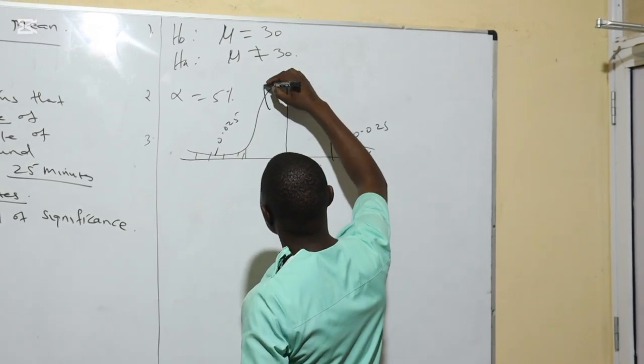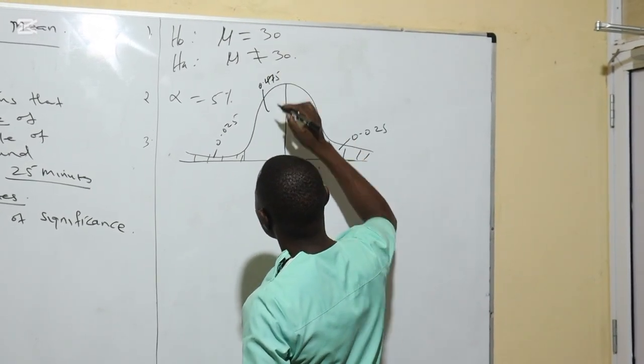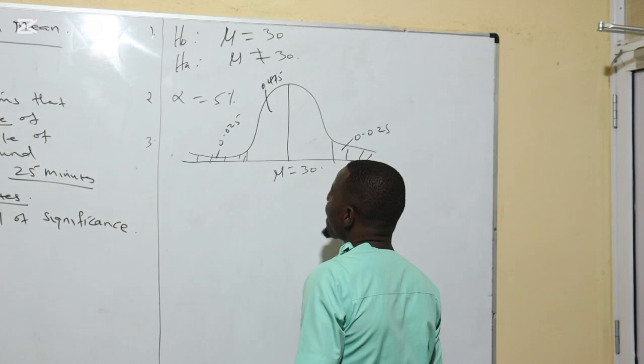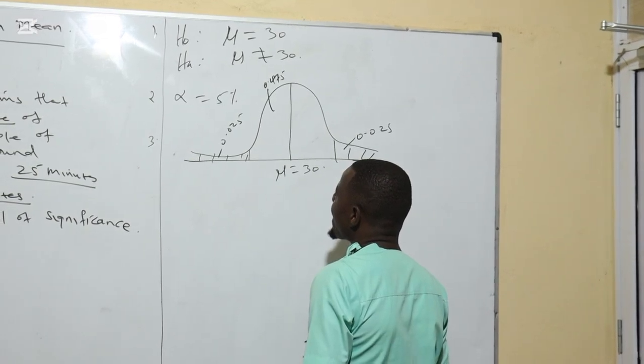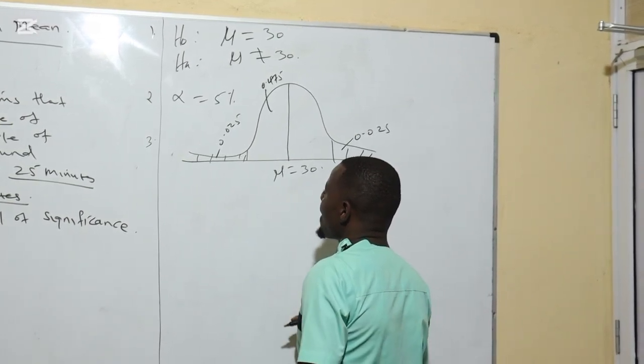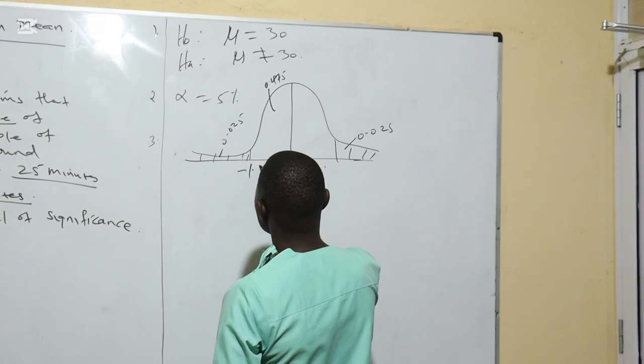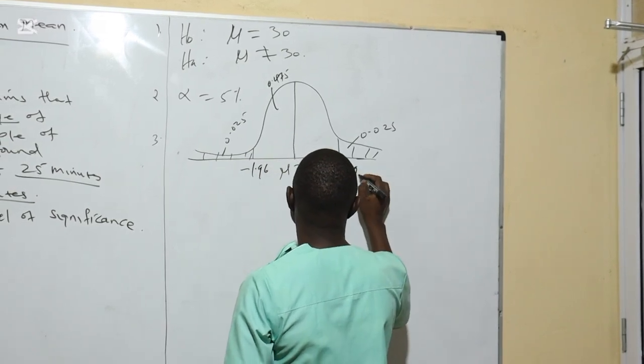So this one will be 0.475. And that will give us minus 1.96 and plus 1.96.